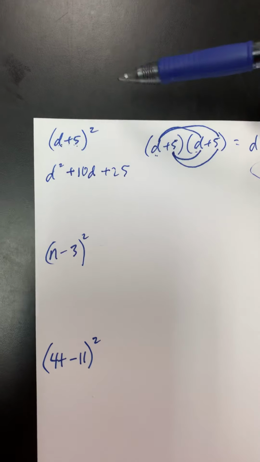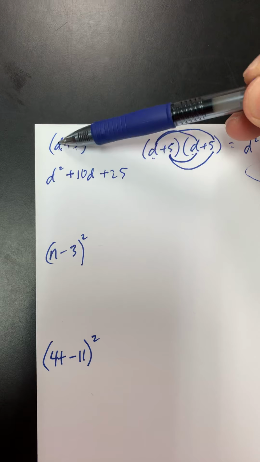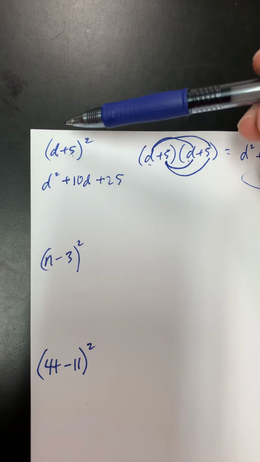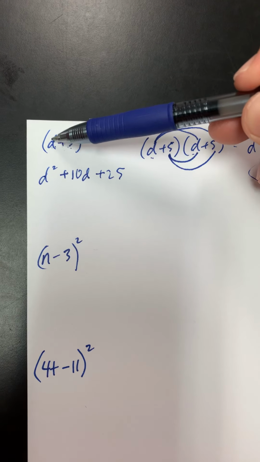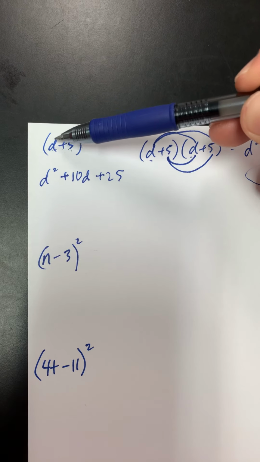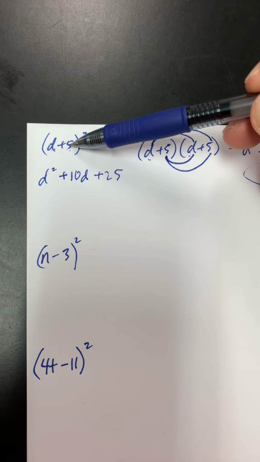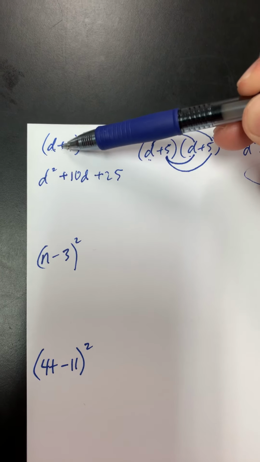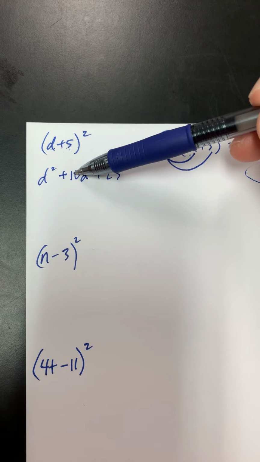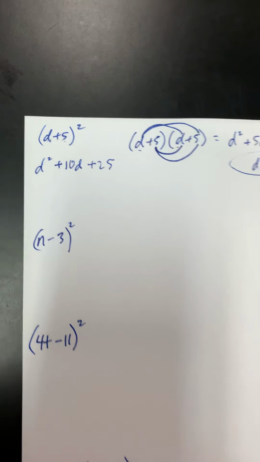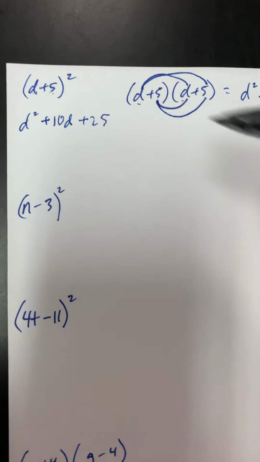So again, you square the first term. Then you take the two terms in the parentheses. D times 5 gives you 5d, then you double that. Not square it, you double it. Multiply it by 2 to give you that, and then square the last term. All right, so let's look at this one.